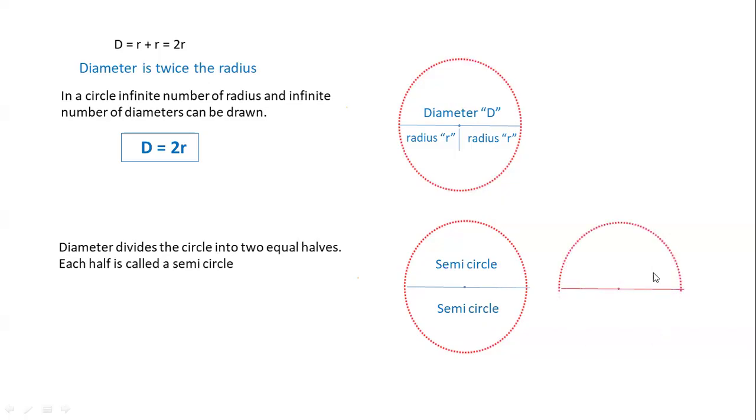So this is how a semicircle will look. If you take out a semicircle, this is how it looks. So half of a circle is called a semicircle.